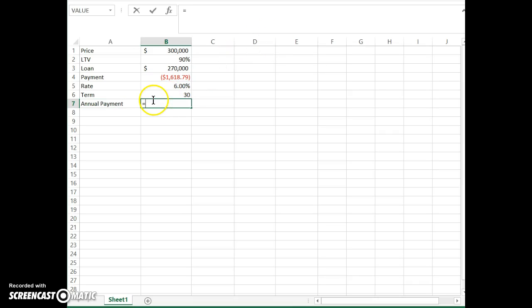Now we want to calculate the annual payment for 1 year. We take that payment, multiply that by 12, and hit equal. I got $19,425.44. Now we're going to do this in a new situation: refinancing after 8 years.